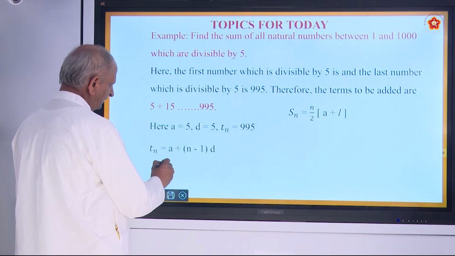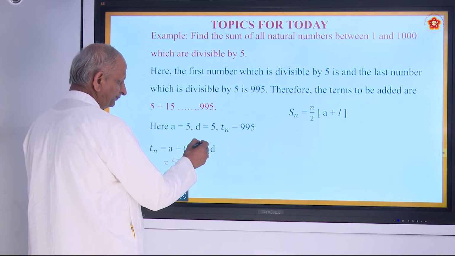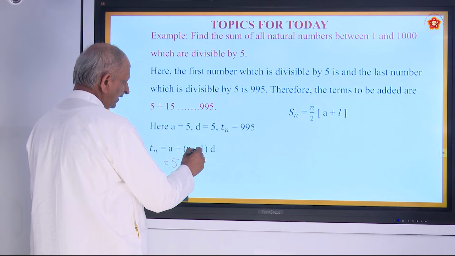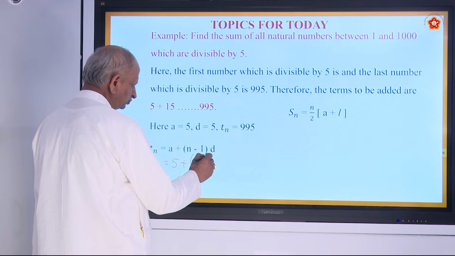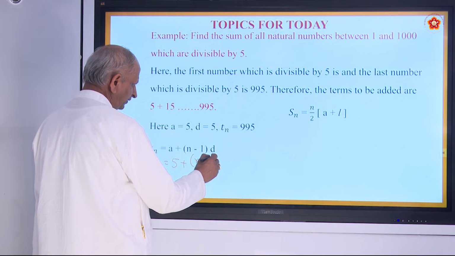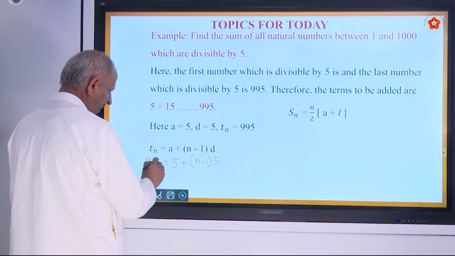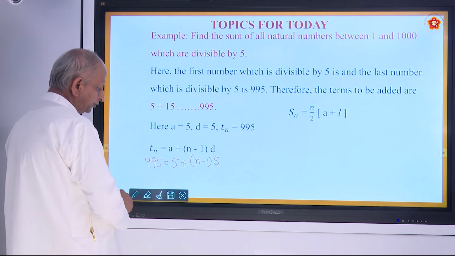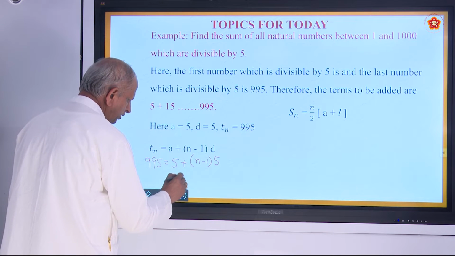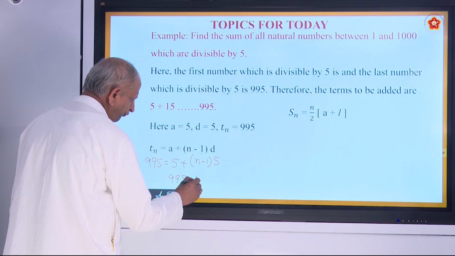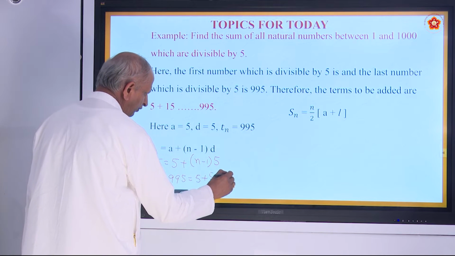So here the first number is 5, plus (n minus 1) into D, D is 5. So Tn is the last term, 995. This will be equal to: 995 is equal to 5 plus 5n minus 5.